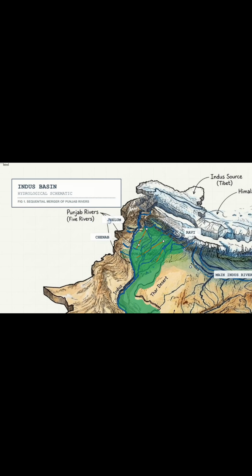Structurally, the Chenab acts as the primary collector. It is the largest of the 5, sweeping up the waters of the other 4 tributaries before delivering the combined payload into the left bank of the Indus.